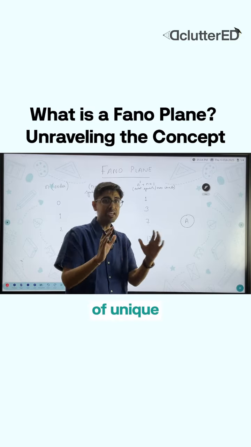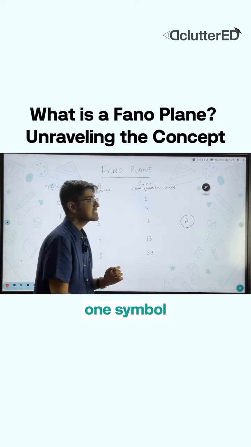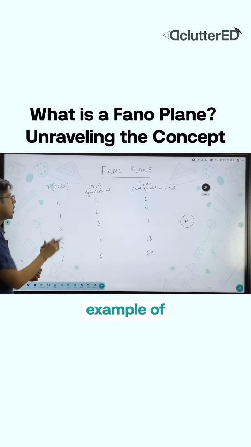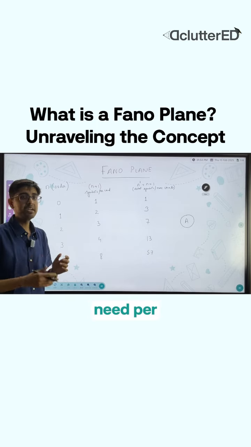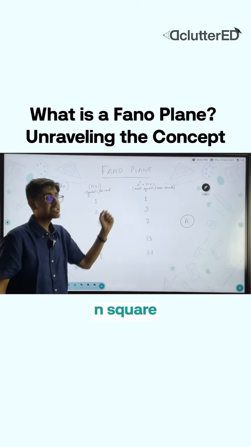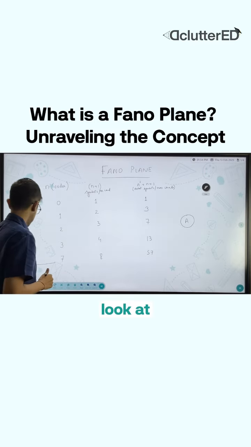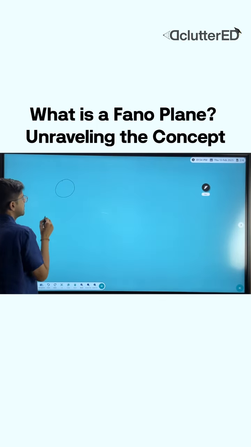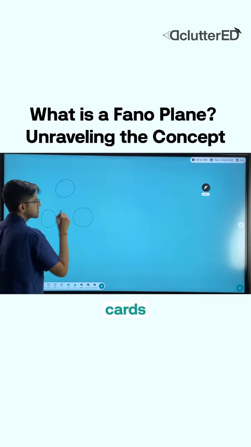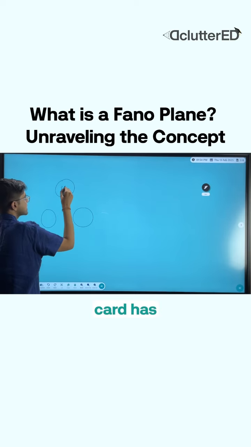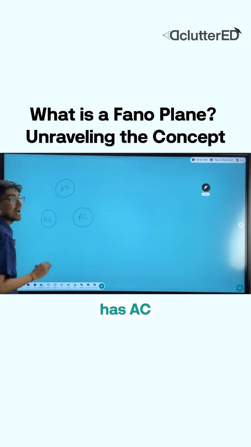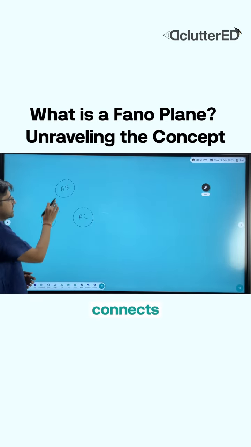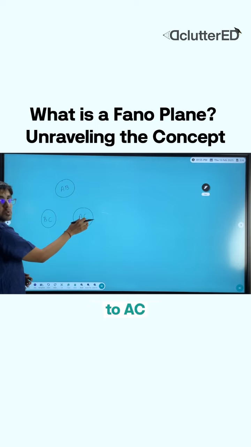So the number of unique cards that I have with one symbol per card. Let's take the example of n equal to 1. In this case, the number of symbols that we need per card is 2, and the number of cards is n squared plus n plus 1. Let's look at an example for this. Let's say that we have 3 cards with us. The first card has AB, the second card has BC, and the third card has AC. Now, AB connects to BC through B, BC connects to AC through C, and AB connects to AC through A.